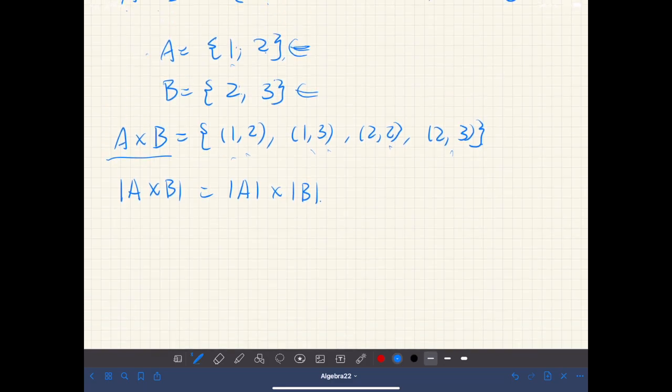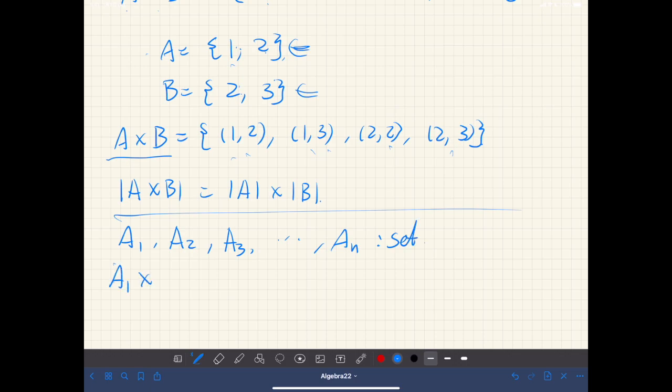And this Cartesian product can be extended to any number of sets. So if we have A1, A2, A3 up to AN, so all these are sets, we can define A1 times A2 times and so on times AN, which is the set of ordered tuples (a1, a2, ..., an), where a1 belongs to the set A1, a2 belongs to set A2, and so on.